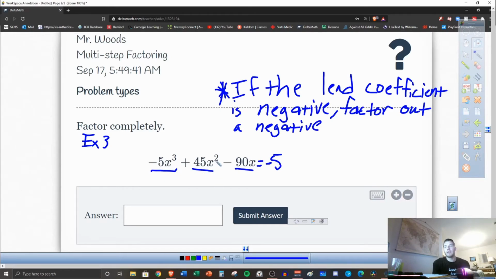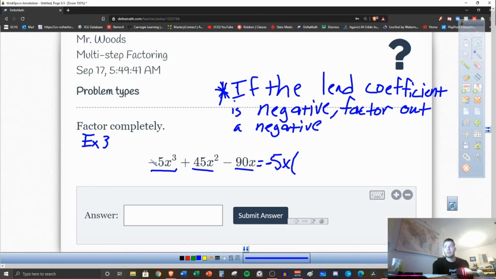Let's look at the variable. We have x cubed, x squared, and x. What is the largest amount of x's that I can take from each one? Well, since this one only has 1, I can't take 2 or 3 from it. So I'm going to be able to take 1 from each. There's nothing else that I can take from this. So now we're ready for that third step, which is put it in parentheses, okay?